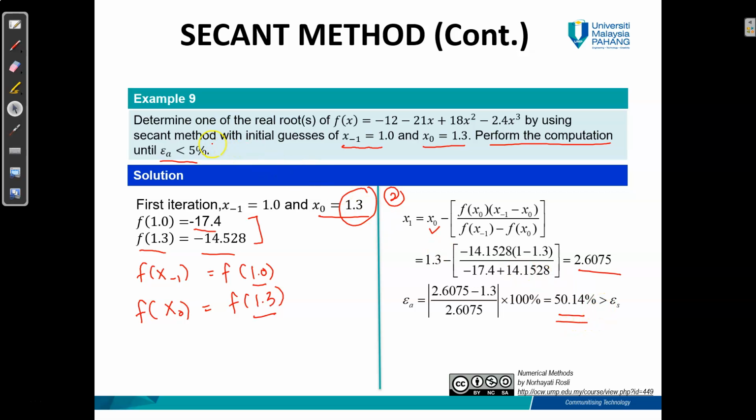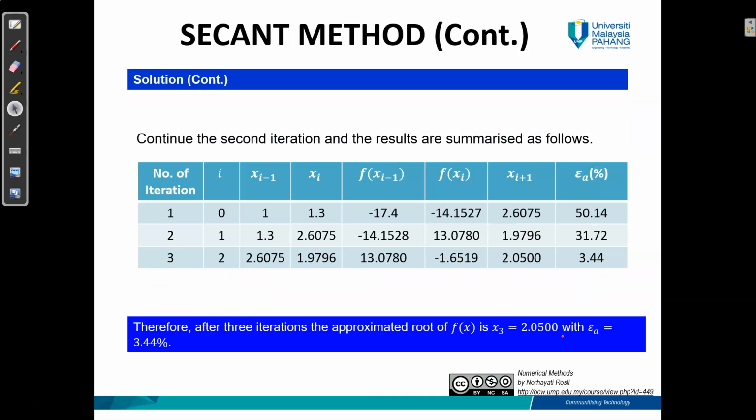If we compare with this 5%, okay, this 5% is epsilon S. It is greater than epsilon S. So you cannot stop your iteration. You need to increase your iteration. So class, same, you can use a table in this case.